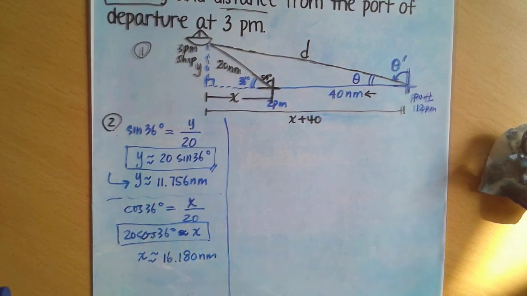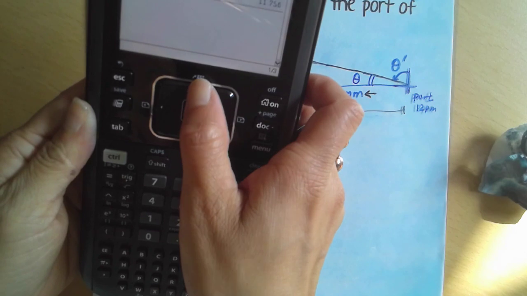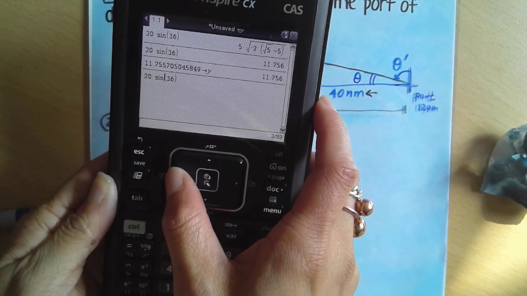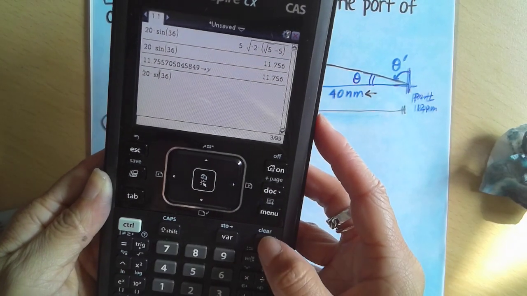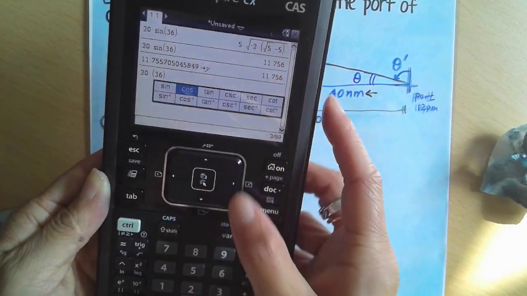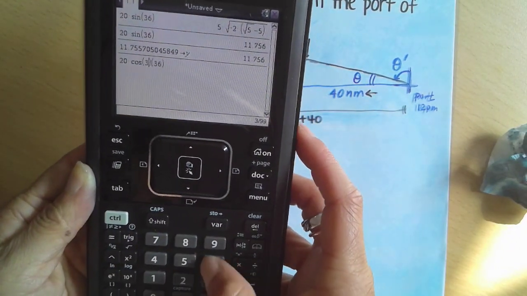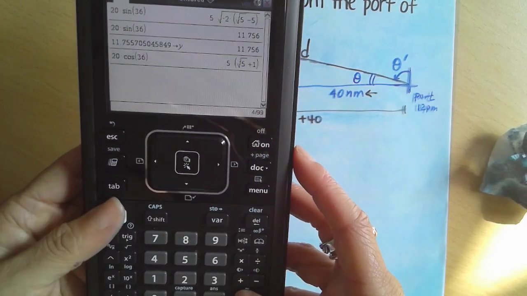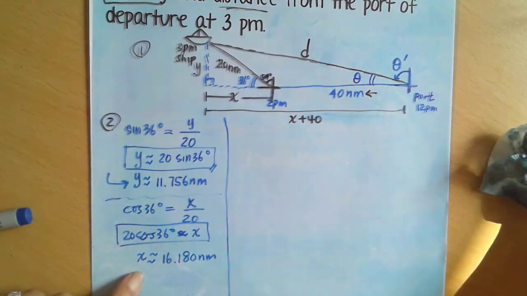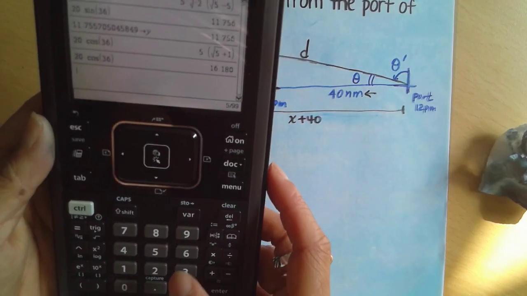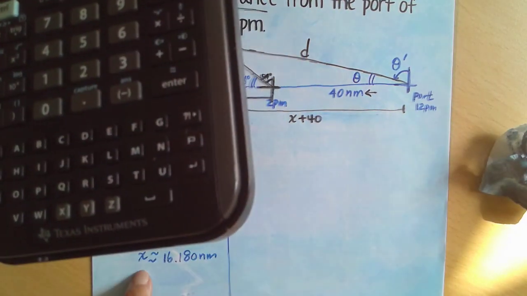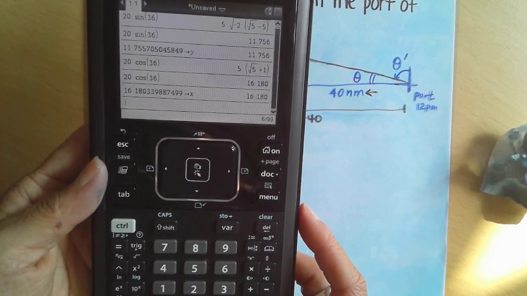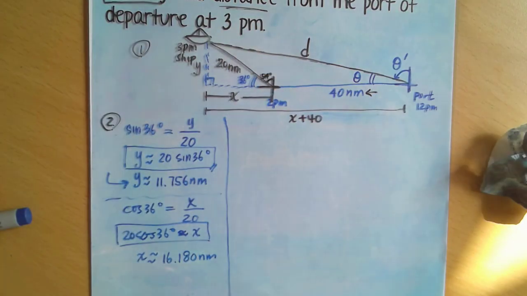Now, if you don't believe me, let's go back here and let's type it in. I'm going to just cheat. I'm going to type this whole thing in. 20, not sine, but cosine, right? So I'm going to go to trig and type in cos of 36. I guess I have to delete this. And I get this value, 16.180, just right here. And don't forget to store it. So I'm going to store that sucker as what? X, because that's what it is. Okay? X.